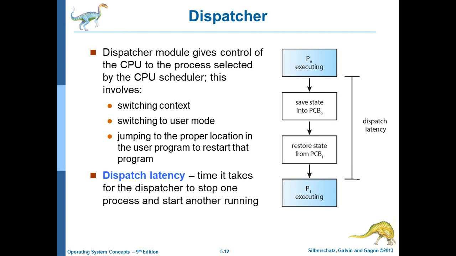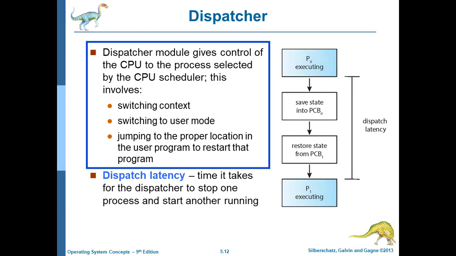In this slide, we will discuss an important part of the CPU scheduling mechanism in operating systems, the dispatcher. The dispatcher is a module that works silently in the background, but it plays a crucial role in making sure that processes run smoothly and can switch between each other. The dispatcher's main job is to give the CPU to the process that the CPU scheduler has chosen.